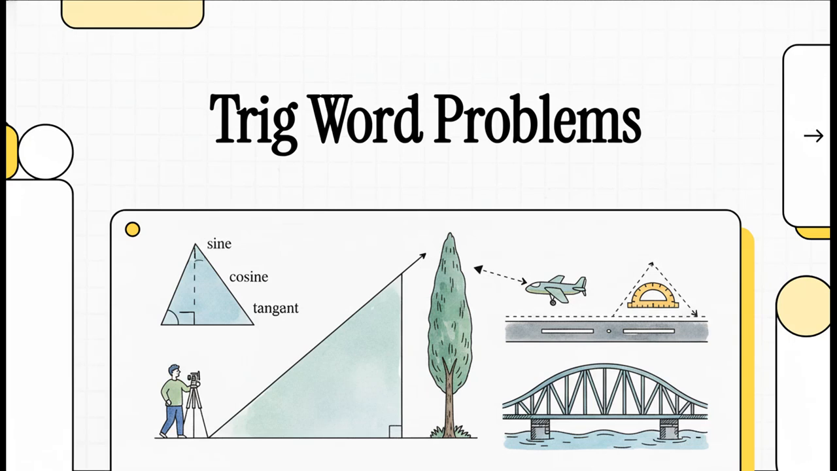All right, let's dive into one of the biggest challenges in trigonometry, word problems. In this explainer, we're going to build that crucial bridge from the abstract triangles you see in your textbook to actually measuring things in the real world, like trees and even airplanes. So let's get into it.